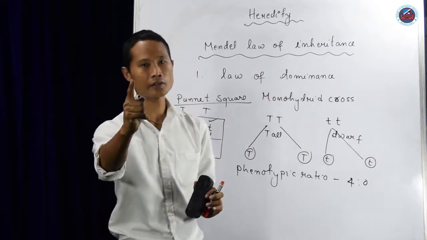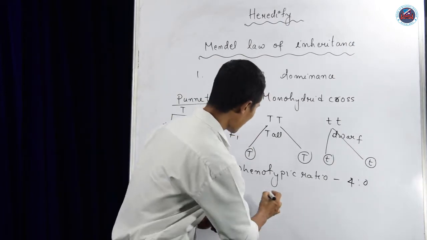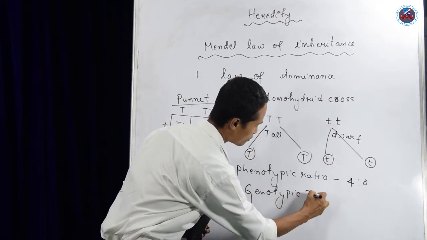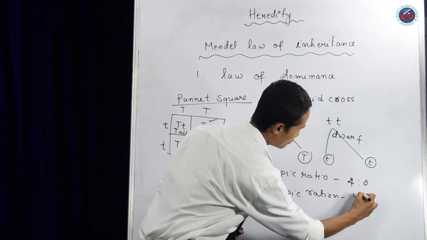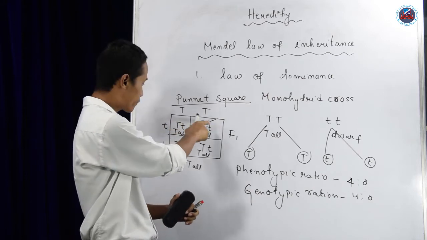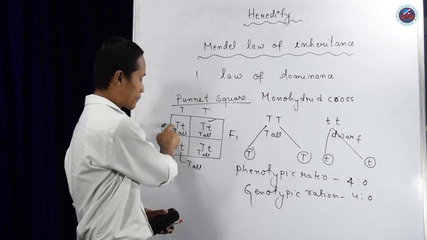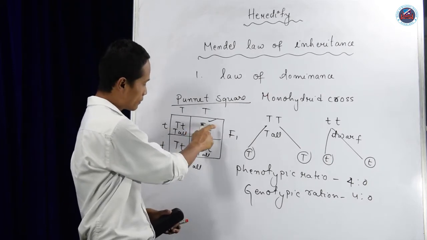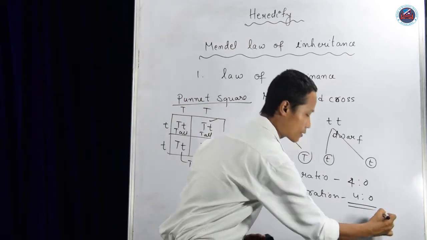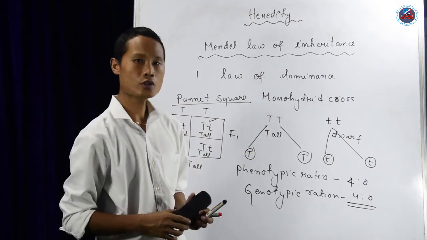In the first generation, we are talking about the first generation. Now if you see the genotypic ratio, even the genotypic ratio is 4:0. Why? Because you can see the four same alleles: capital T, small t, 1; capital T, small t, 2; third and 4. That's why I'm writing 4:0. So this is said to be the law of dominance.